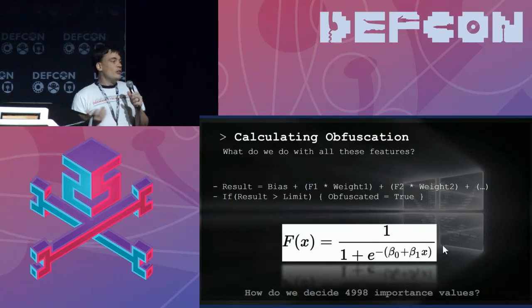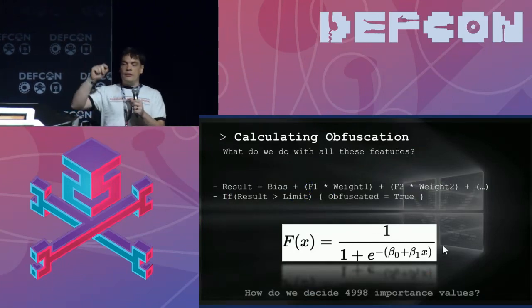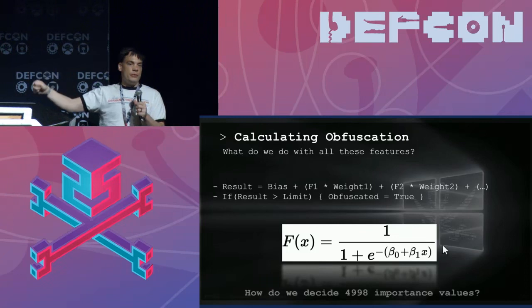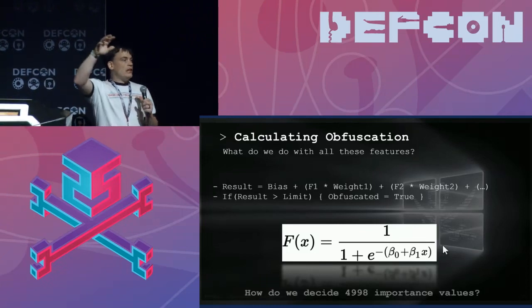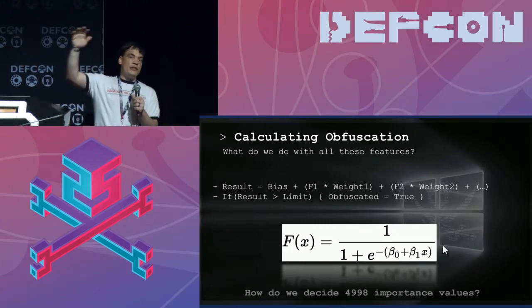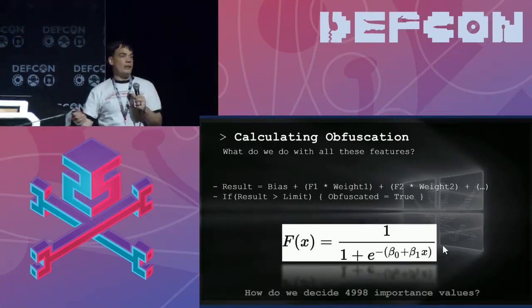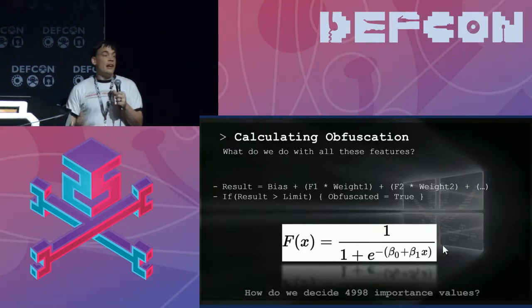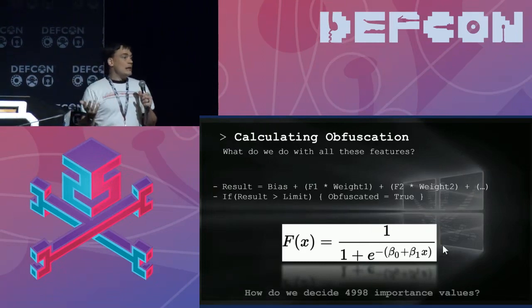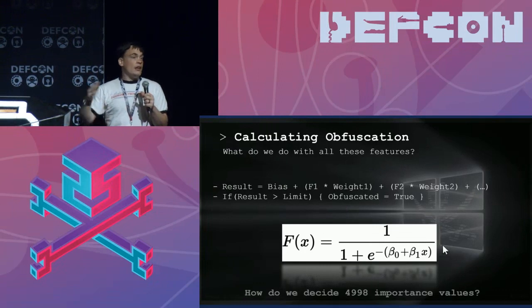So here's what it looks like. You have all of the features, so F1, F2, F3, and every one of them has a weight. So I'm going to add up a feature times what the weight is going to be, and another feature times what that weight is going to be. Big, big, big, 5,000 of these things. And if that result was greater than what we consider a limit, then that's obfuscated, otherwise it's not.